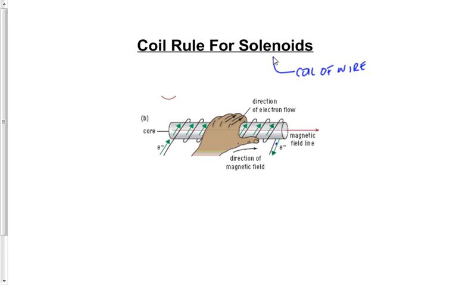Now, in your textbook, they call this the wire grasp rule. Well, I'm not going to call it the wire grasp rule because we already have a wire grasp rule. And it's not the same thing. In fact, it's exactly the opposite. The purpose of the coil rule for solenoids, or the coil rule for coils of wire, is to determine what the polarity of an electromagnet has become. So you wrap wire around something, apply an electric current through that, then it produces a magnetic field, and that causes this thing to become an electromagnet with a north pole and a south pole. But which end is north and which end is south?